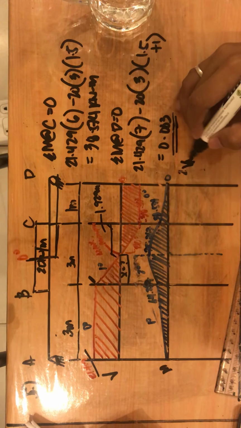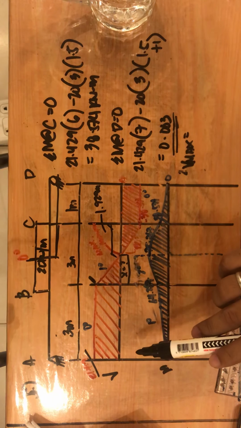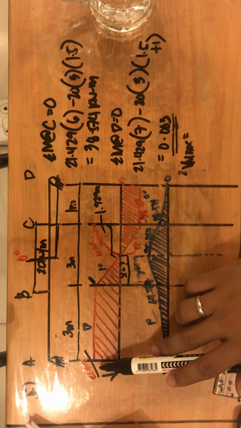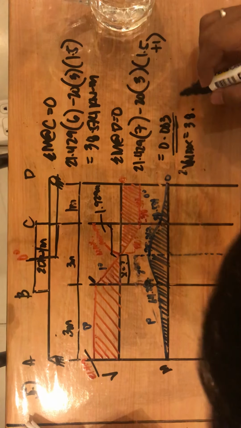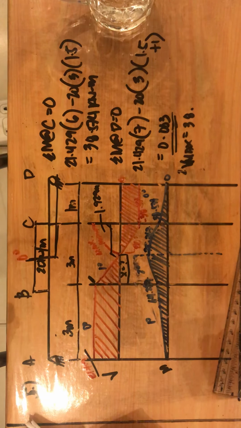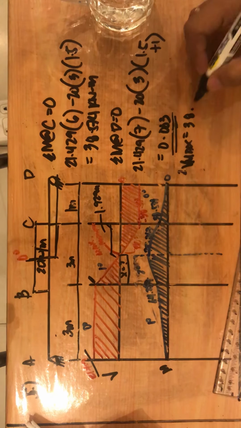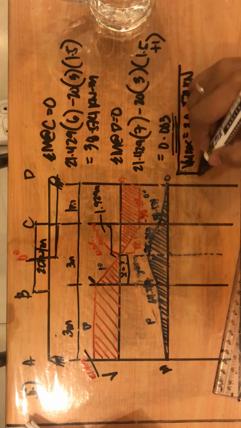For the maximum shear, look at the graph. Our maximum shear is 38 point, what was it? What was the reaction earlier? 21.429 minus 20 times 3, so 38.571 kilonewton. This is the maximum shear.